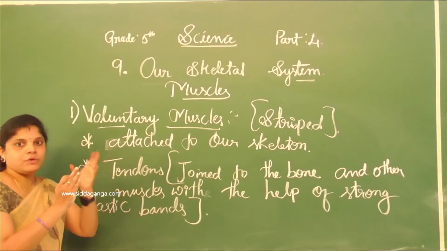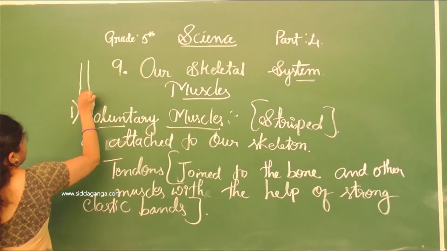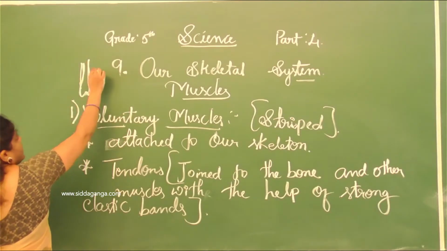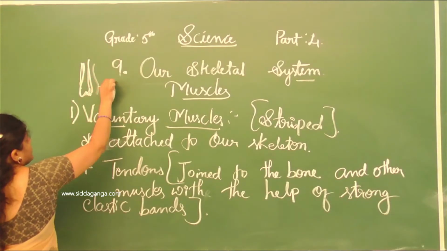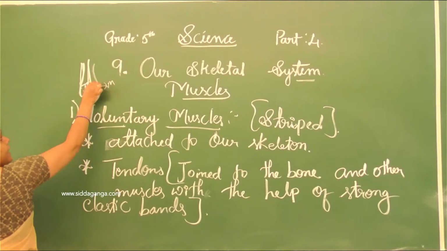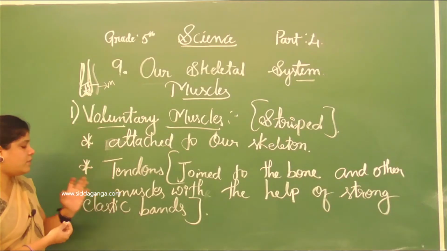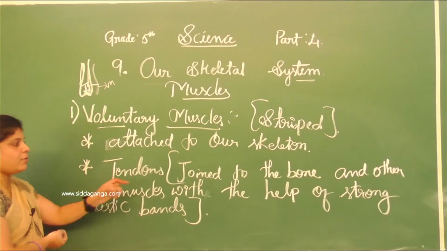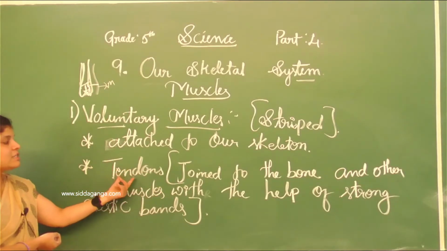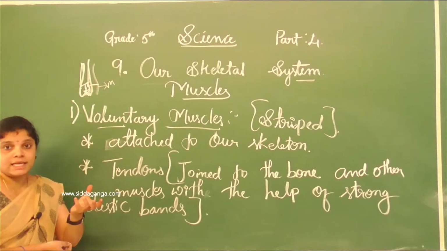So bone and then muscle. Here is a bone. It is a limb bone. This one is muscles and this one is bone. To attach the bones and muscles, this one is the tendons. This is one of the strong elastic bands. It helps to join the bone and other muscles with the help of strong elastic bands, which are called what? Tendons. Normally these voluntary muscles are attached to our skeleton.